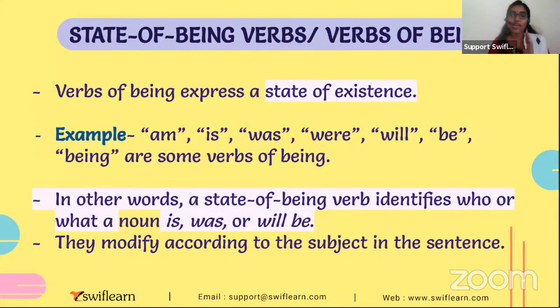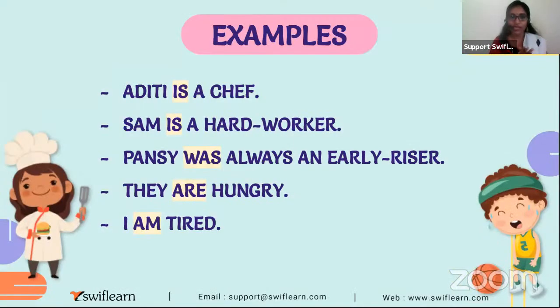What they actually do is modify according to the subject in the sentence. For example, if we are talking about a boy who is single, we can use the state of being verb called is. So if the noun is singular, we use the verb accordingly. And the same thing, if the subject is plural, we use the state of being verb accordingly. We'll see them in detail. Now we have the examples.